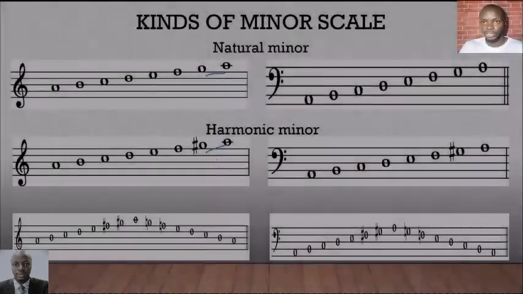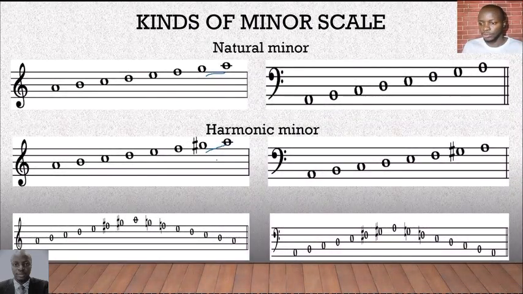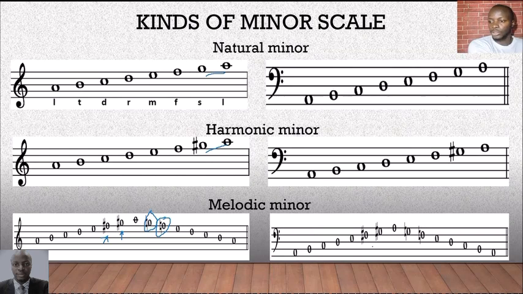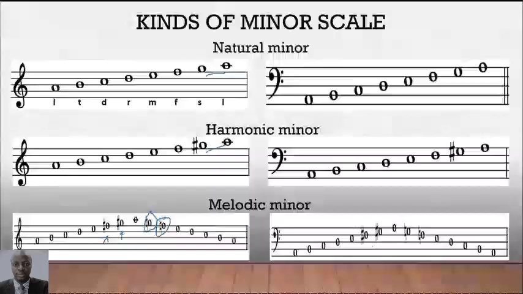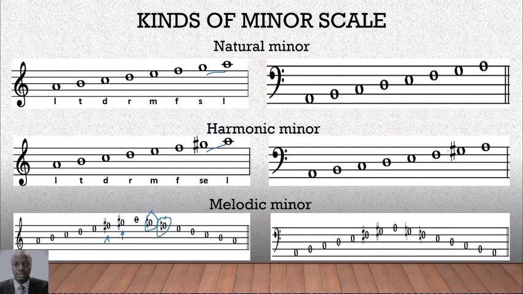We have another one, which is the melodic minor. In this case, you see that when you are ascending, the 6th pitch and the 7th pitch will be raised, but they will be restored when you're coming down. And of course, the same thing we have here on the bass staff. So that's the melodic minor scale, right? So in the natural minor, you have this, in the harmonic minor, you have this, and the melodic minor will go like this.